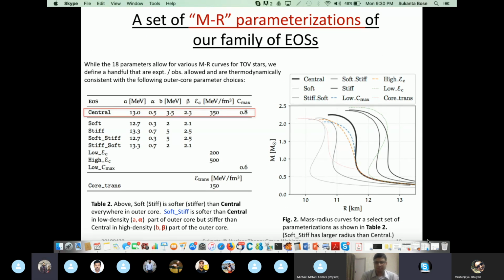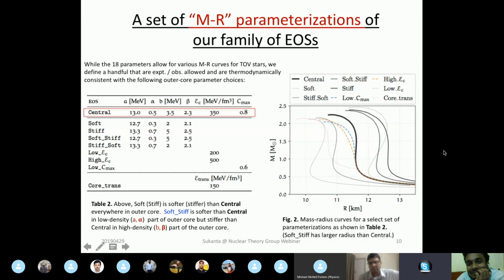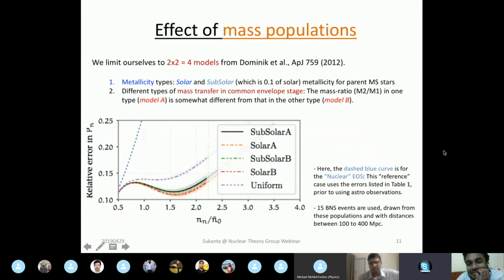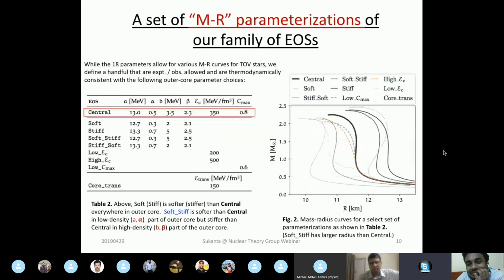Yes. Following one of the previous questions, you are not getting very high mass, but you are able to get a big range in the radius of the star. My question is, if NICER observations come up with a very specific value of the mass and the radius simultaneously for a single star, how do you think that will affect your model?